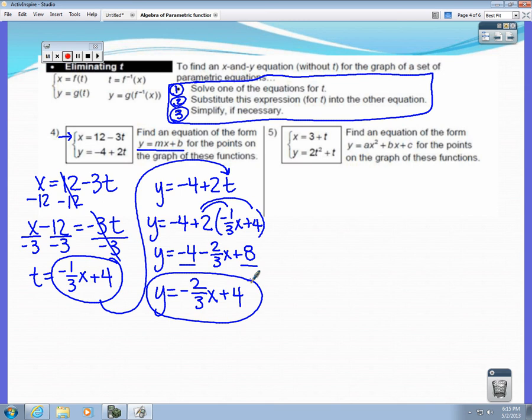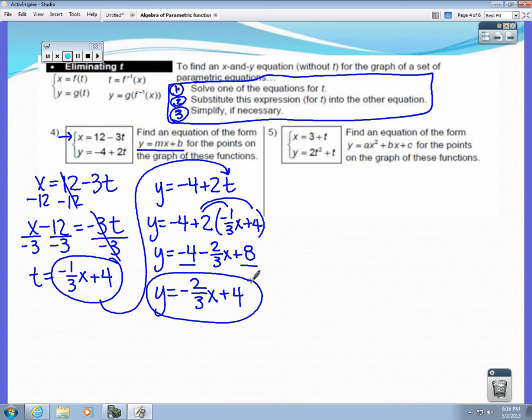If I graphed this equation, it would look the same as the graph of the parametric functions that we started with. Our new equation does not have a t, it just has an x and a y. Now pause the video and see if you can do number 5. Start it back up when you're ready.